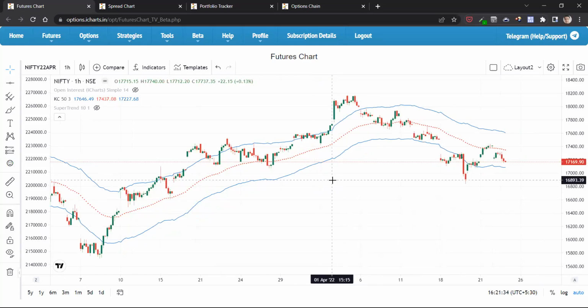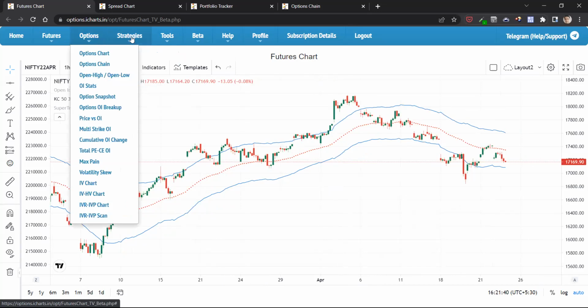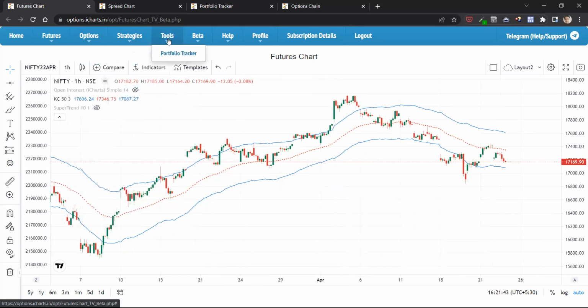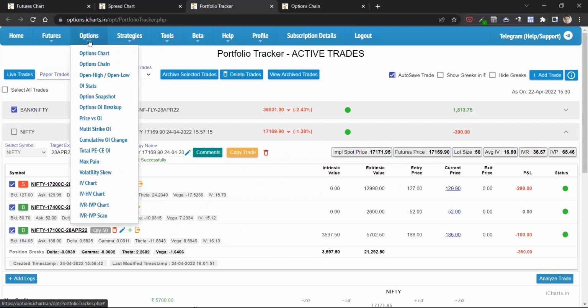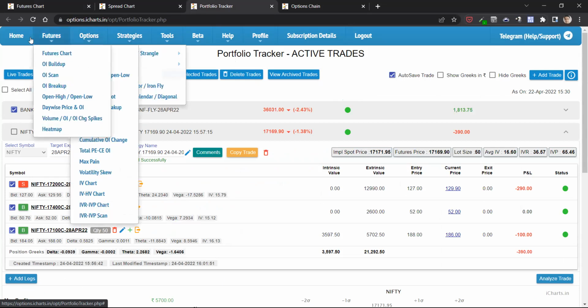Any other questions, any doubts, any queries? Okay, that was the whole thing, about strategies. These are the strategies. Now any other questions you have, I can take, about any other tools.